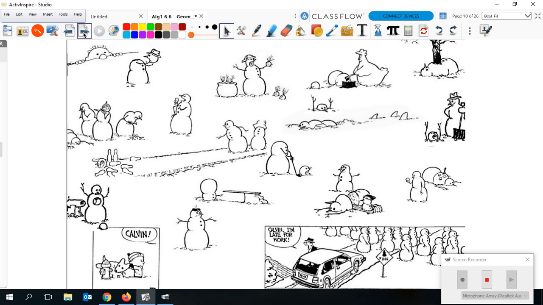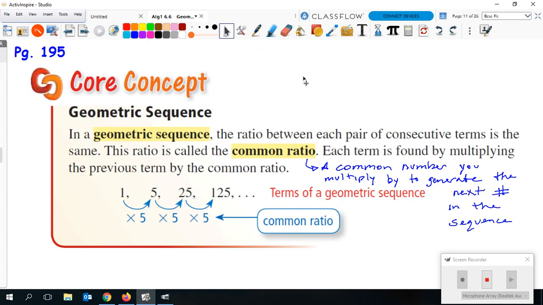All right, let's go on to looking at our core concept. Page 195 there in your notes, we see the core concept on geometric sequences. Now, as far as the vocabulary, it is right here in your notes. It's highlighted. You can highlight those as well in this core concept. The geometric sequence, it says that the ratio between each pair of consecutive terms is the same.